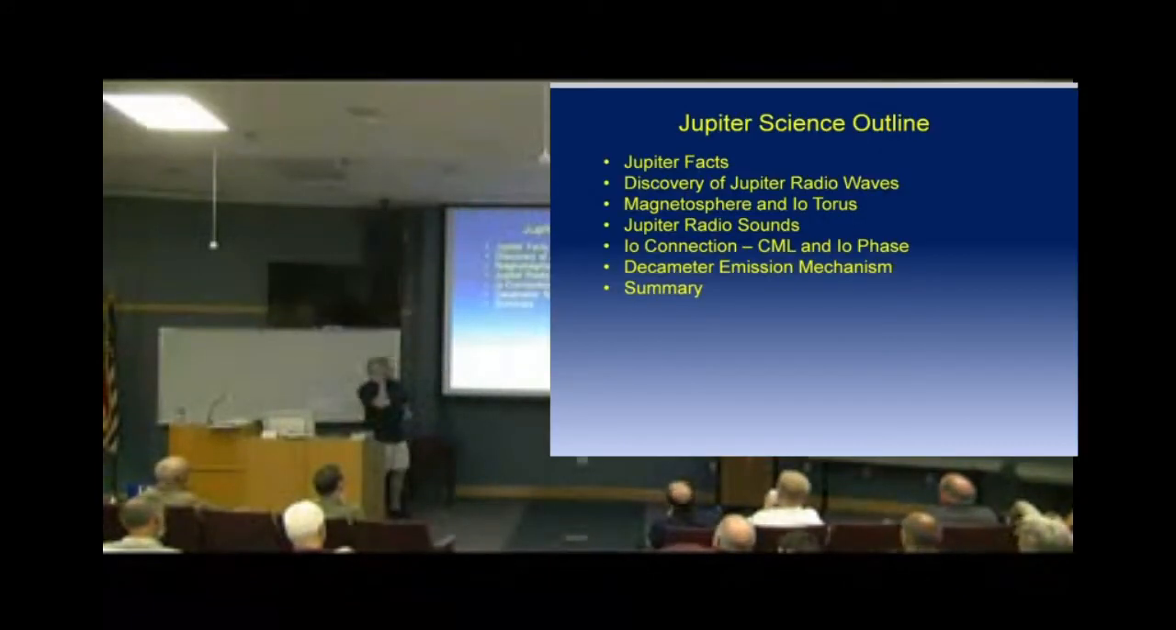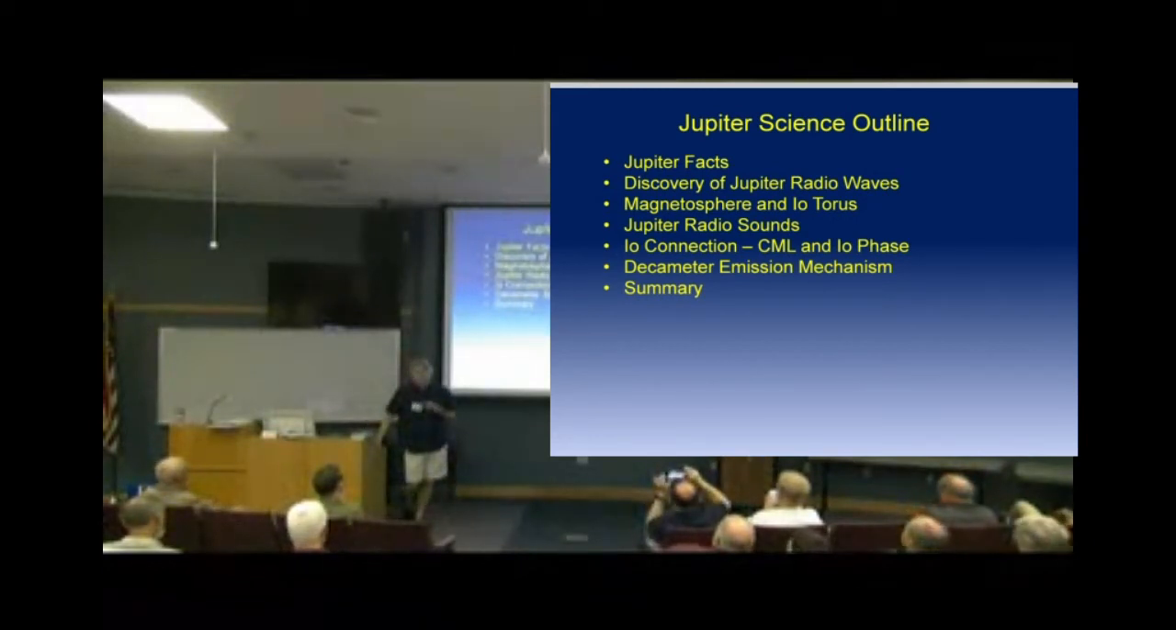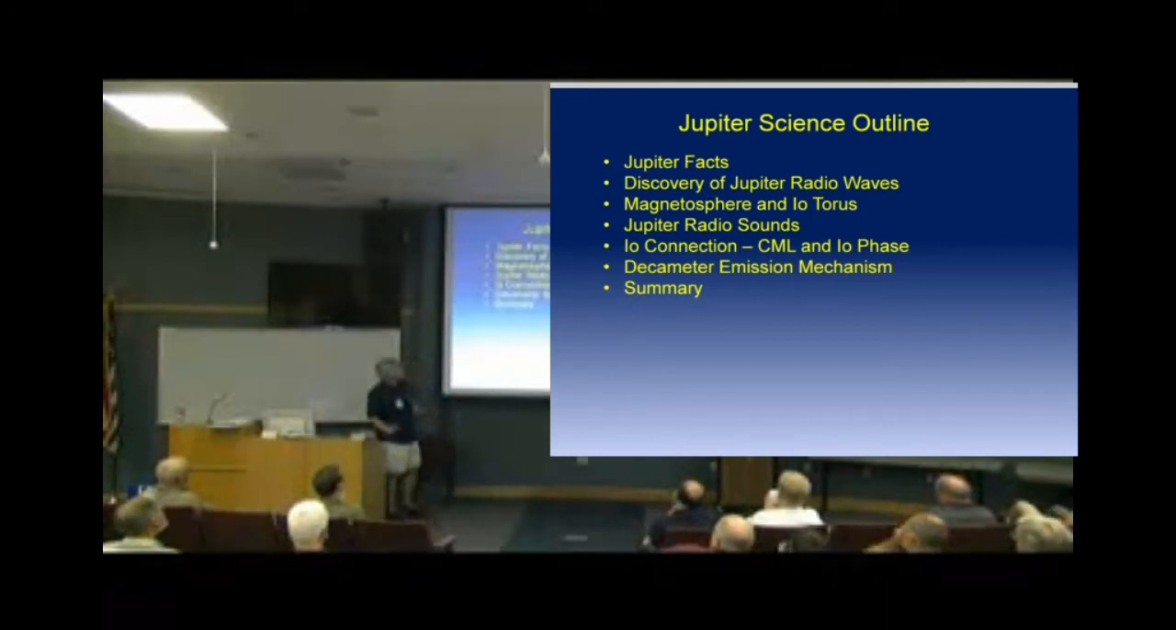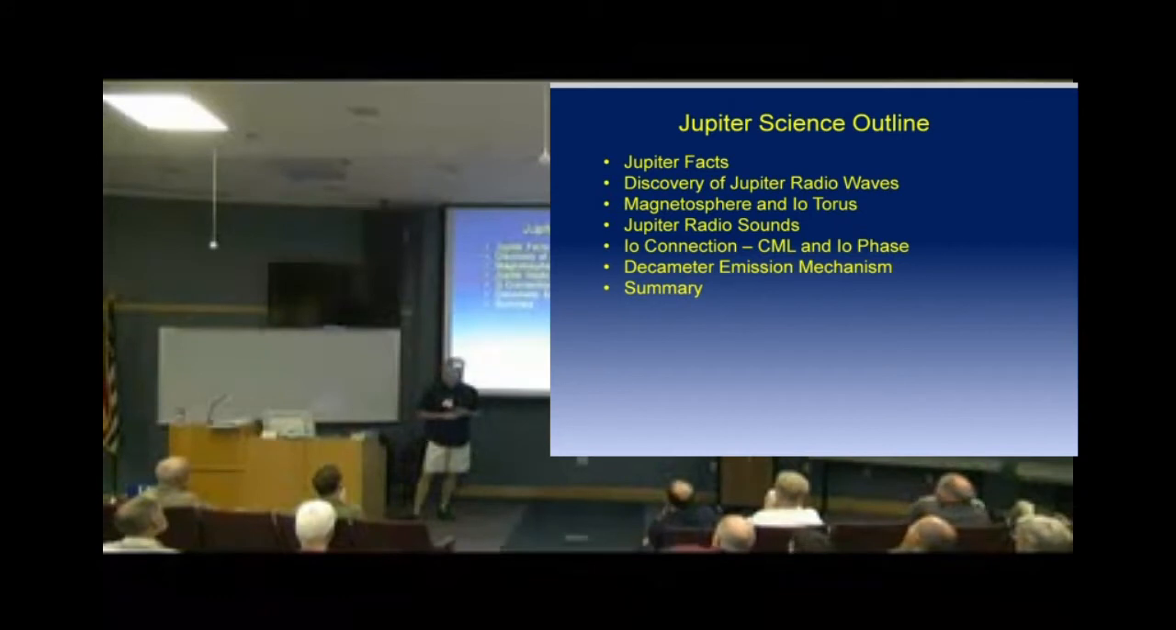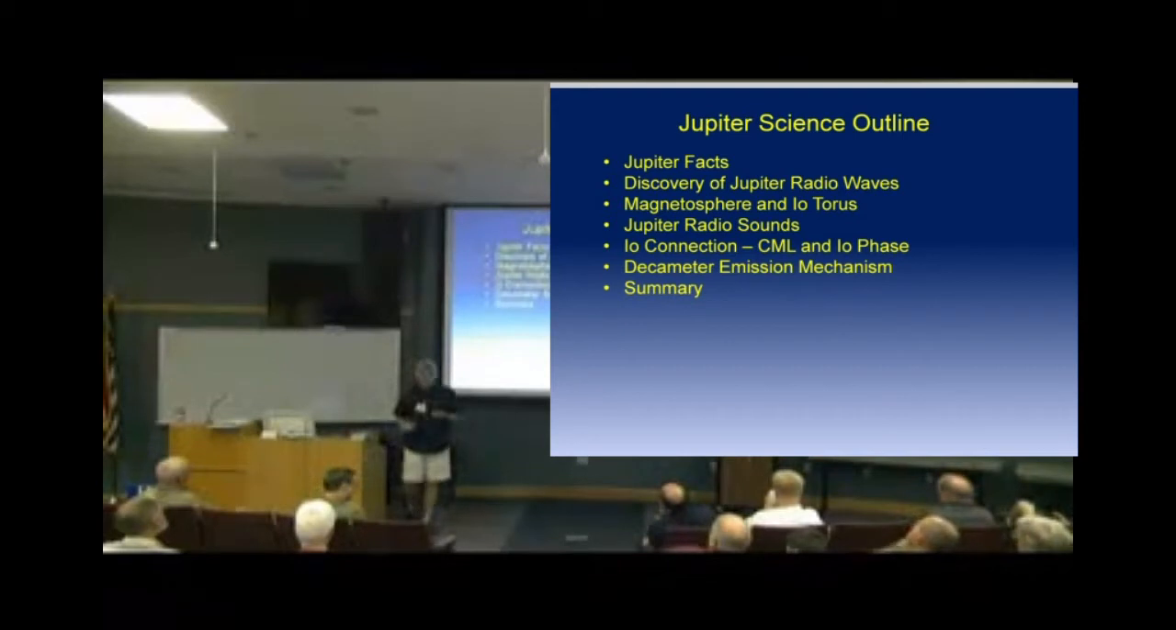And I want to talk just a little bit about basic Jupiter facts. How does Jupiter compare? What's the internal structure look like? What do we know about Jupiter? Some basics. Talk about the magnetosphere, and then I can't play you any sounds, unfortunately, Jupiter sounds, but many of you have heard them before. We'll have demos later tonight for it. And then talk a little bit about how Io interacts with Jupiter and how that affects the radio waves that we receive, and then a little bit about the emission mechanism.